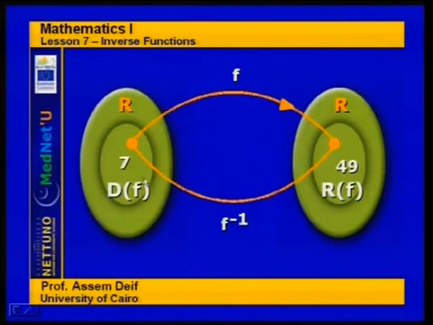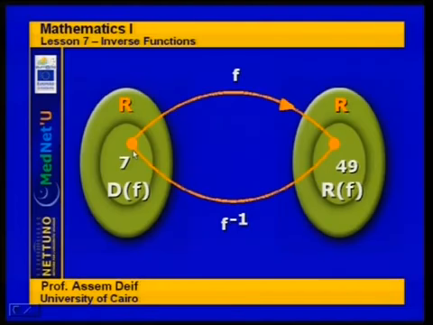Here is exactly what we have: the function f maps 7 into 49, whereas 49 goes into 7. In other words, x squared brings x into x squared, and the square root of x brings 49 into 7. So from what we see here, the domain of the function f is the range of the function f minus 1, which goes from here to here. As to the range of the function f, it's equal to the domain of the inverse function f minus 1. So exactly the opposite, the inverse function does exactly the opposite operation.